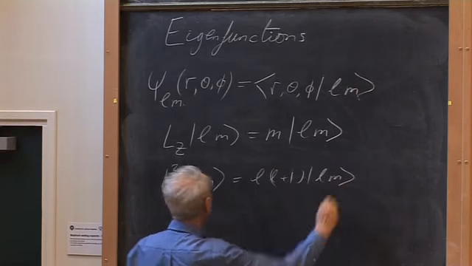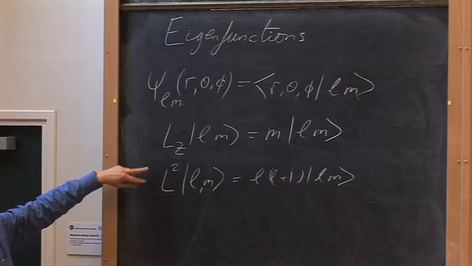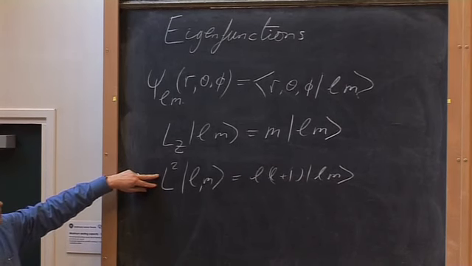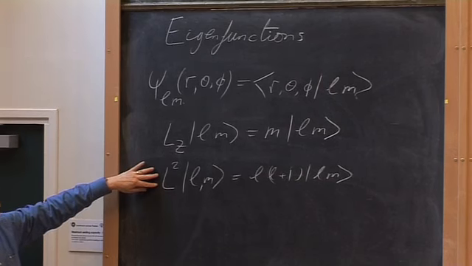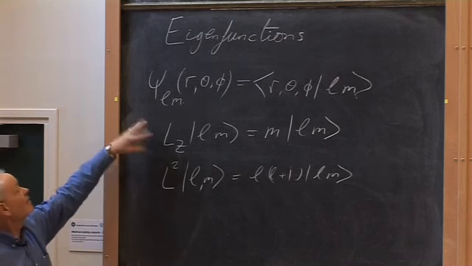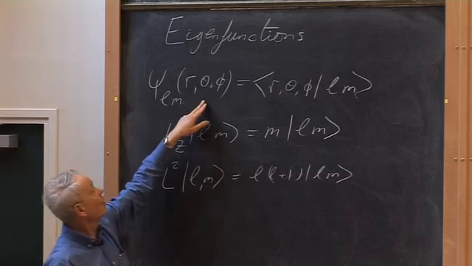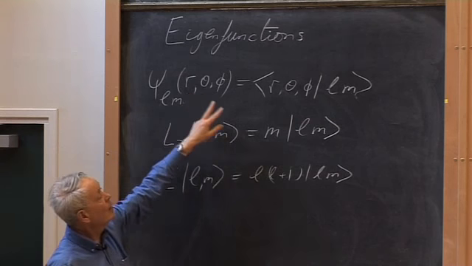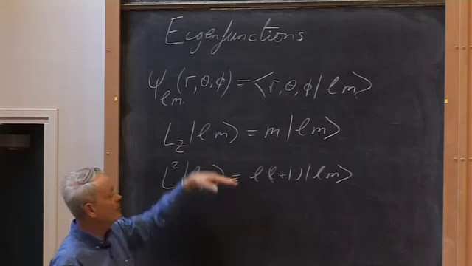We haven't yet calculated what L squared looks like as a differential operator. We will get to that. But it will also turn out to involve only derivatives with respect to theta and phi. So none of these operators involve anything about radius. And so this function is an arbitrary function of radius, and all we're going to be able to discover is what its angular dependence is by imposing these requirements here.